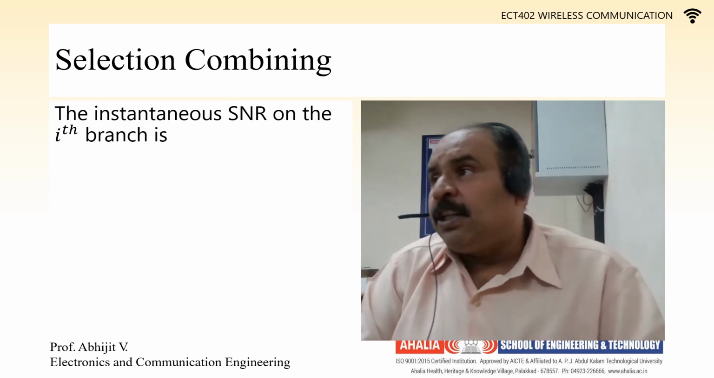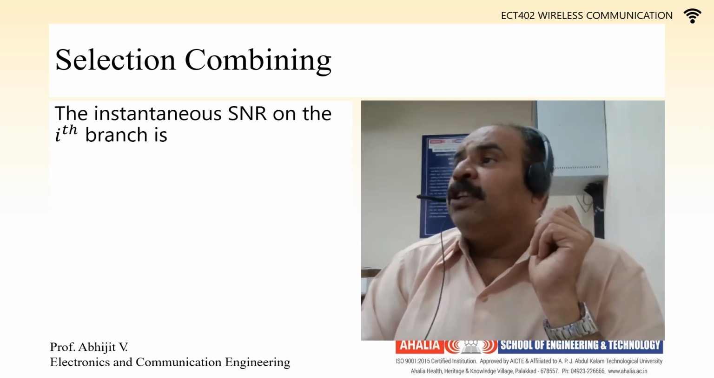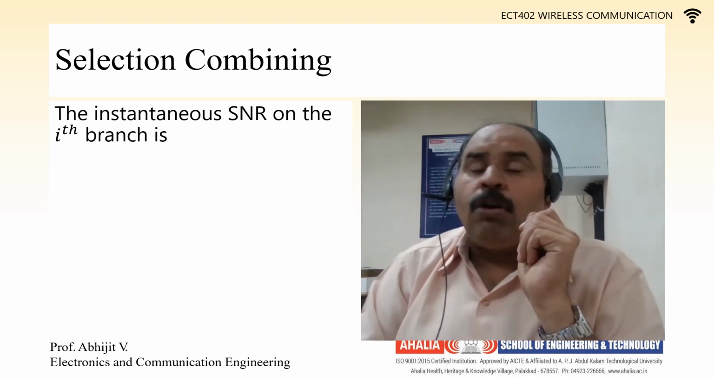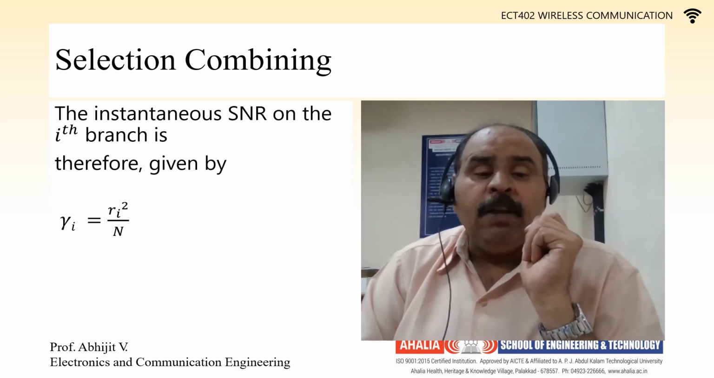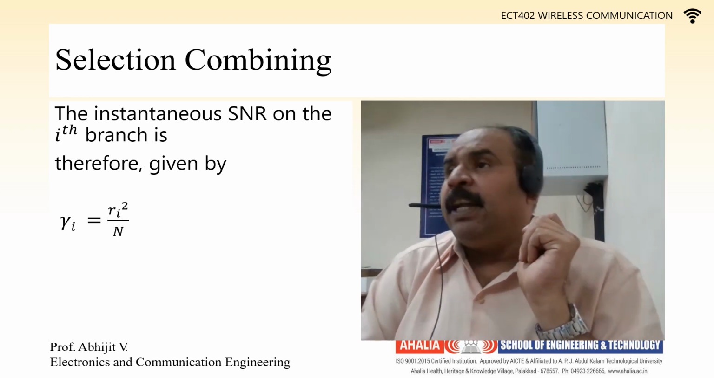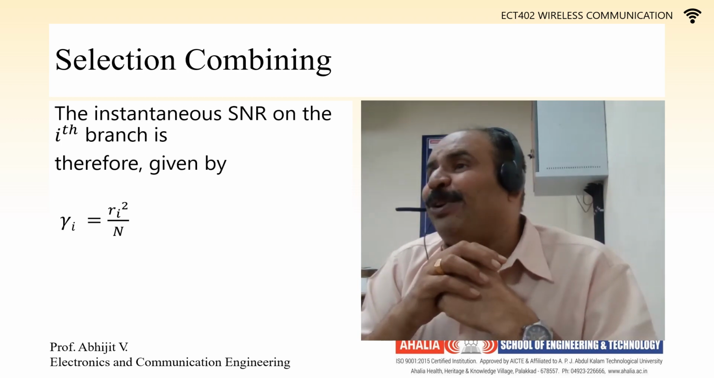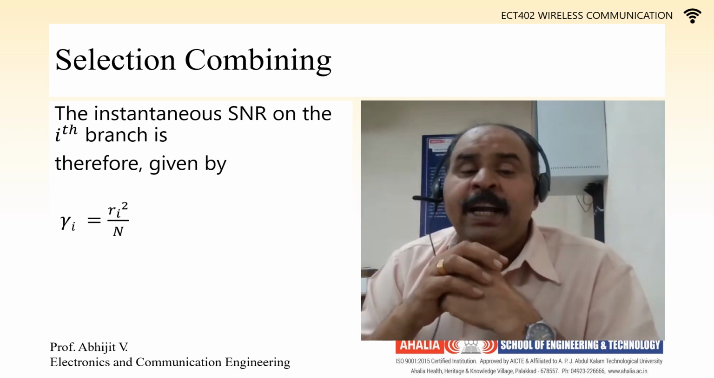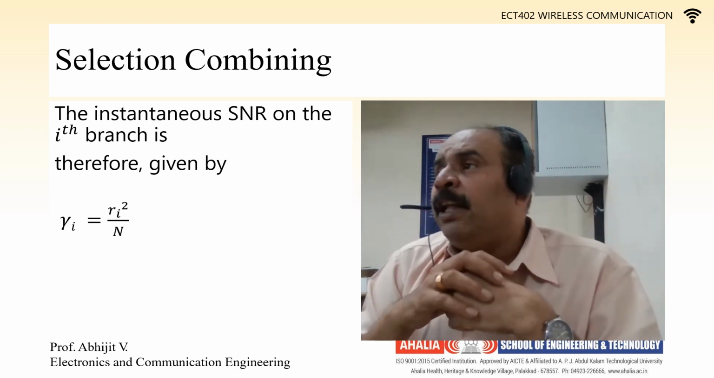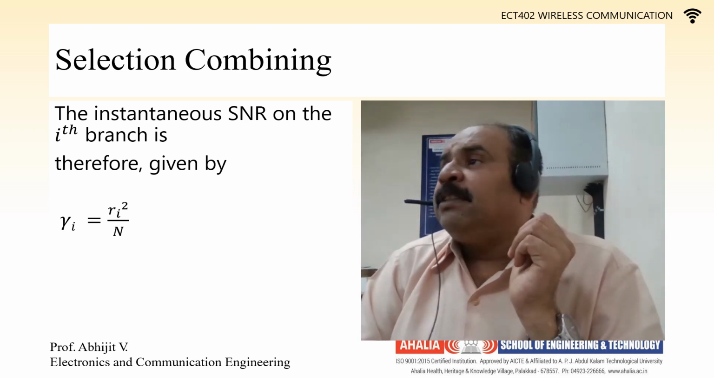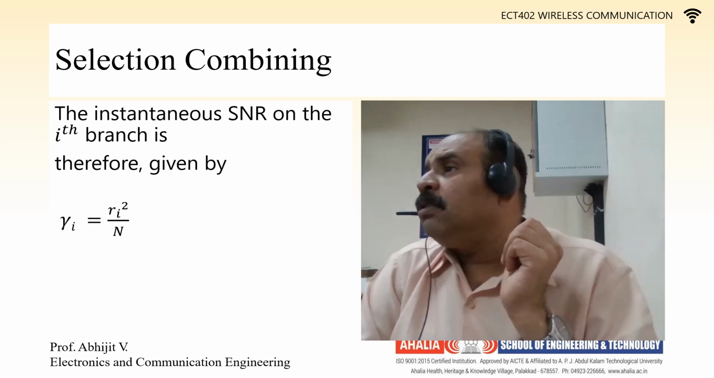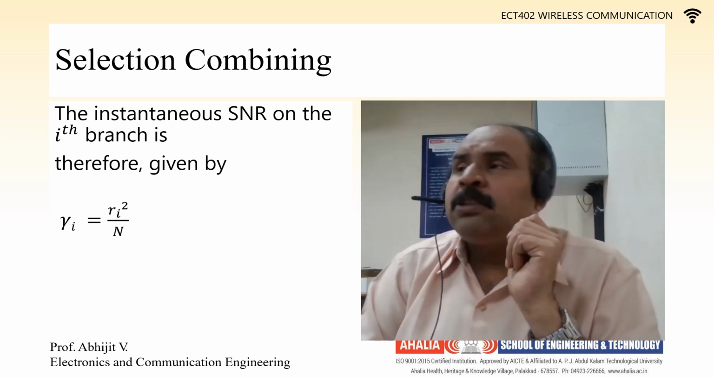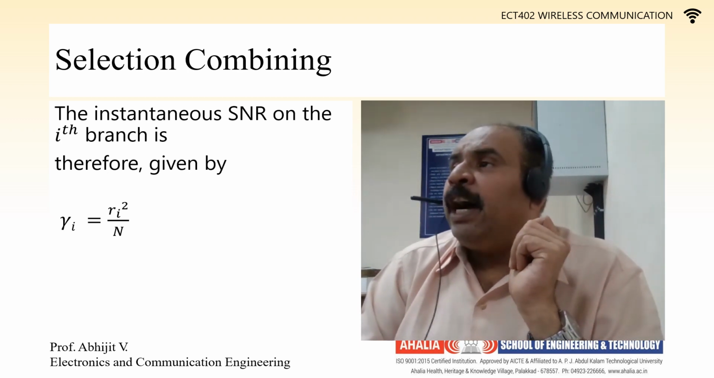Now let us consider the instantaneous signal to noise ratio on the ith branch. Let us consider it to be given as gamma I is equal to Ri square by N, where Ri is the received signal at the ith branch.